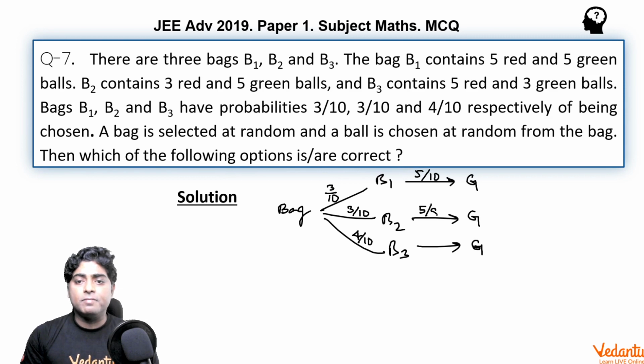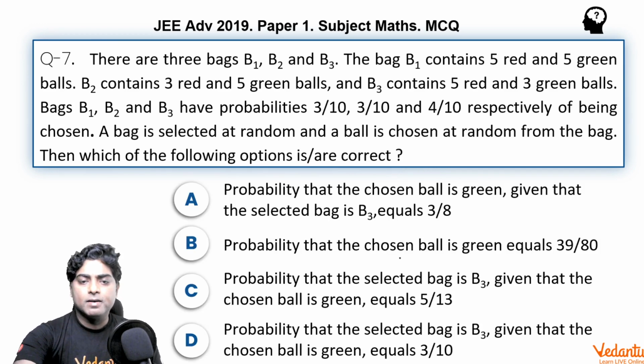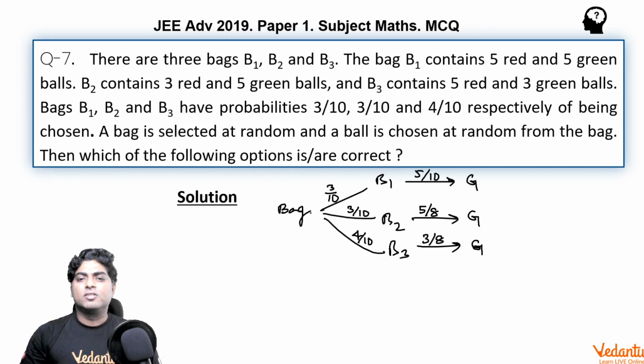So it must be 5 by 8. And from B3, 3 green balls were there, 3 by 8. So we can find every part of this question, options, easily using this tree diagram. So coming to option A, the probability that the chosen ball is green given that the selected bag is B3 equals 3 by 8.